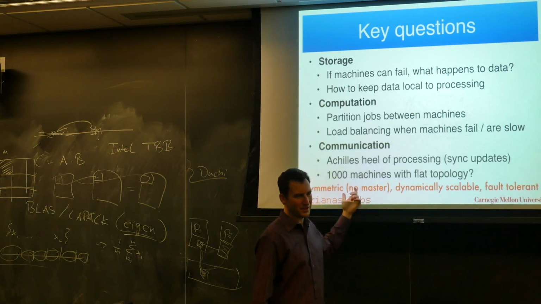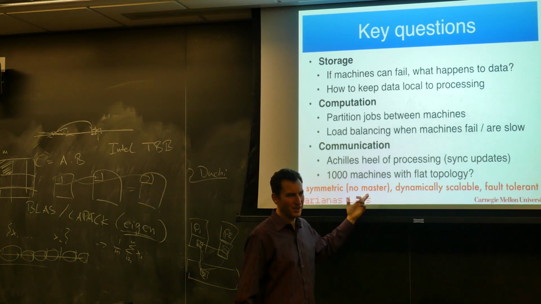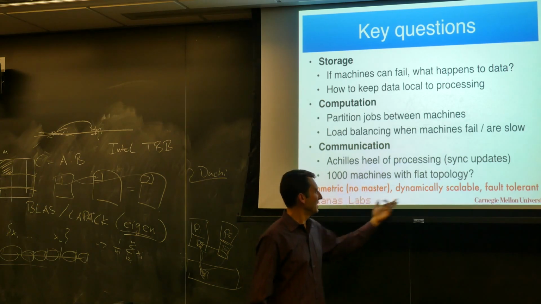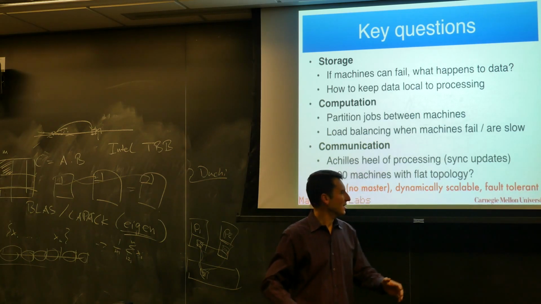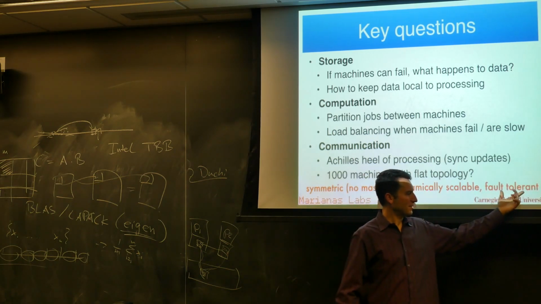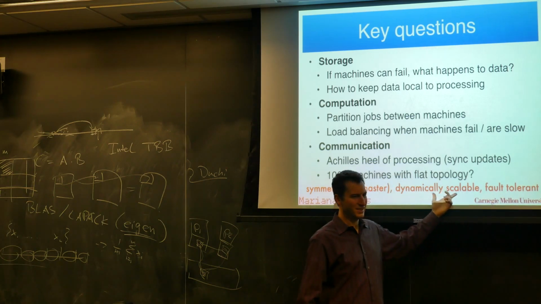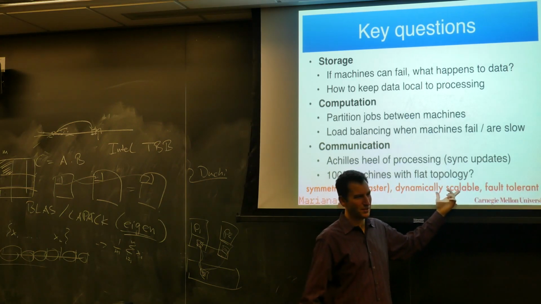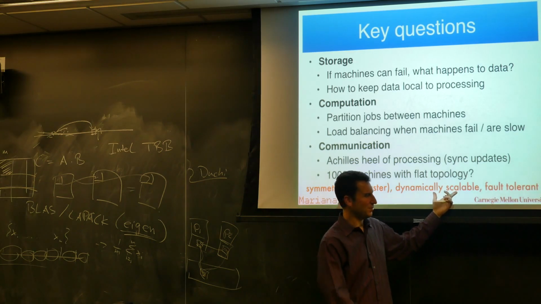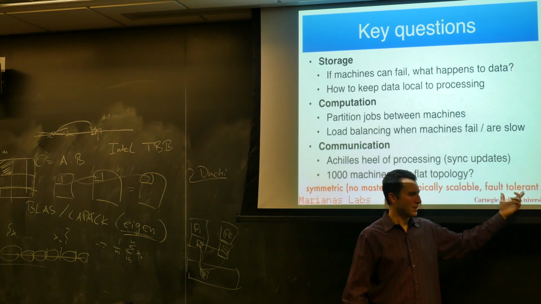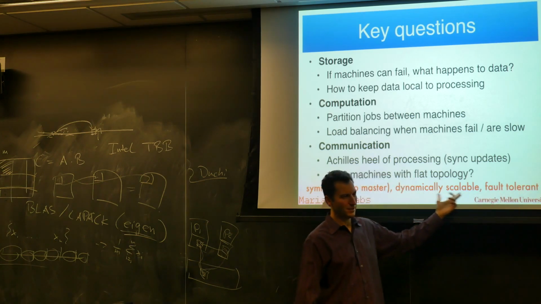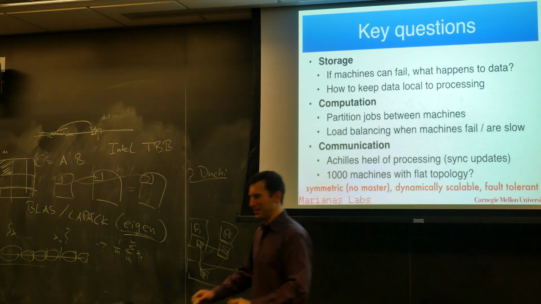Symmetric, no master. So basically, there is no dedicated machine that controls everything else. Because usually if your master fails, you're dead, right? Dynamically scalable means I can add or remove machines as I want, and the system keeps on running. And this is essentially a corollary of that, right? Except that here I do something explicitly to add or remove machines, whereas there, somebody can go ahead and kill them. So if I have an algorithm that can deal with random machines being killed, then I immediately have a scalable algorithm, right? Because then it already rebalances.